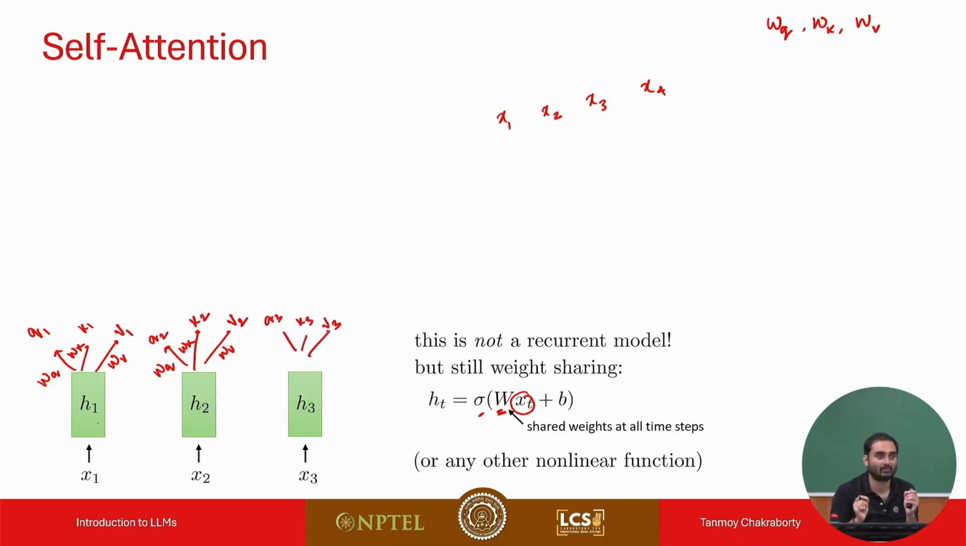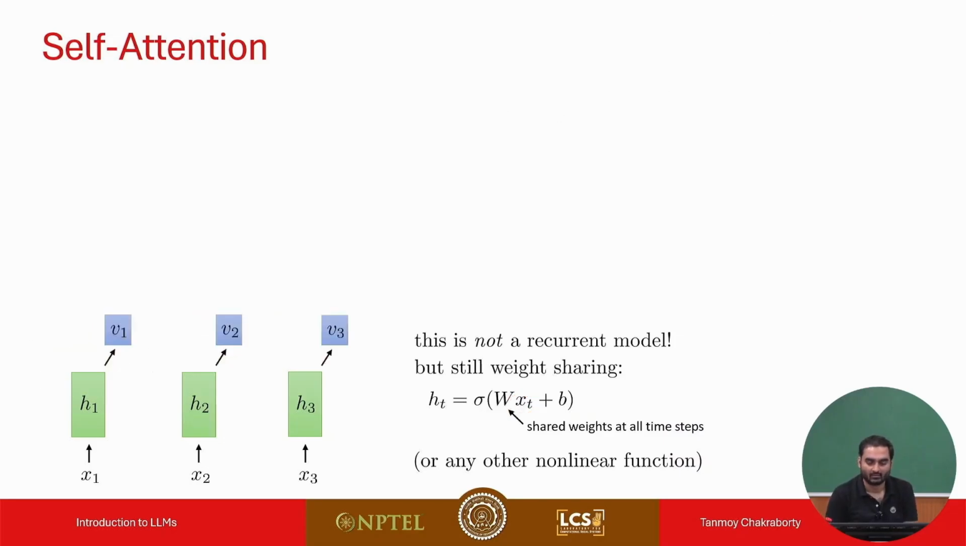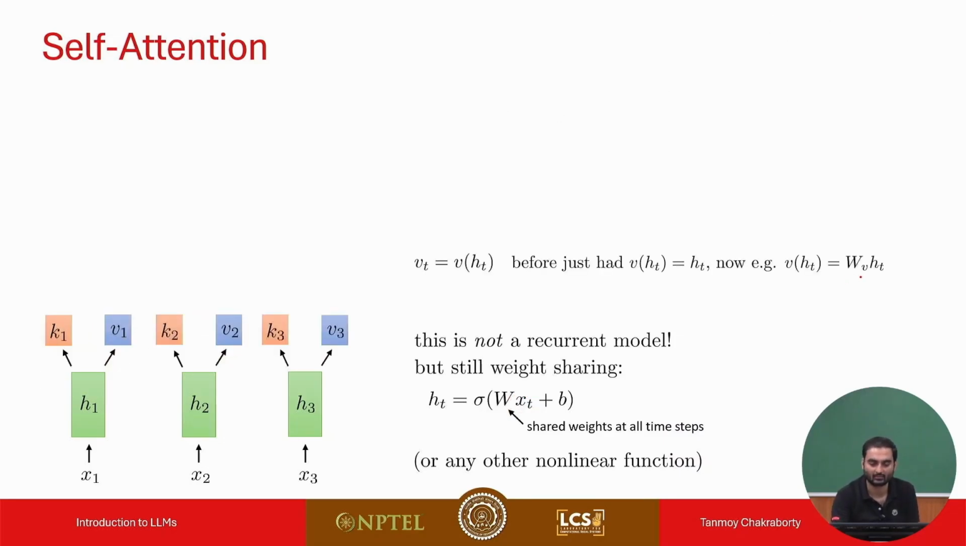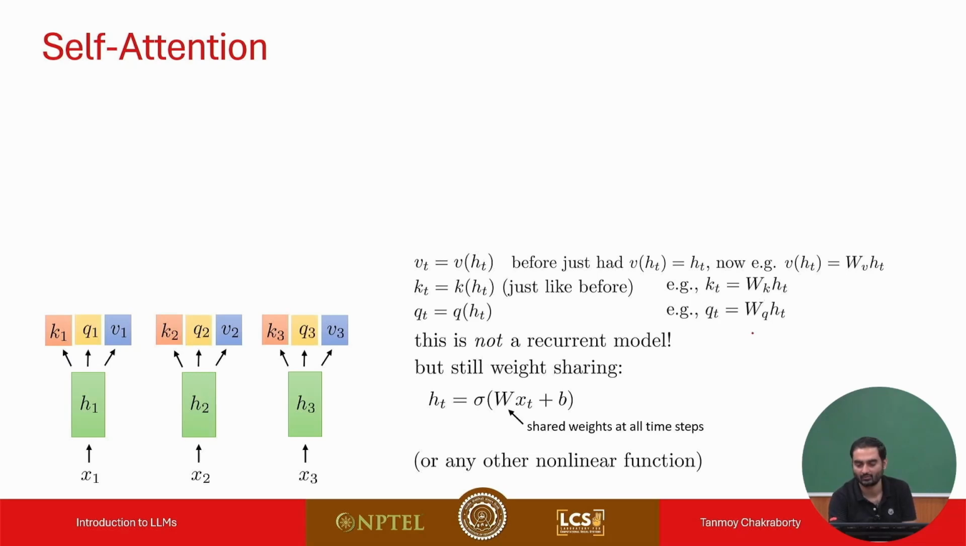The same set of parameter matrices is used to generate queries, keys, and values for all the tokens. The parameter matrices are shared. So the value you obtain through WV, the key you obtain using WK, and the query you obtain from WQ.